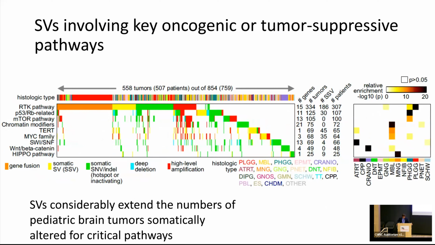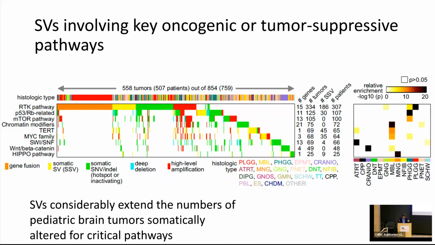And of the 854 tumors we examined, 558 had at least one somatic alteration involving one of these pathways. And when we do the cataloging, we first look for a small mutation in green, and then we look for copy number alterations and then gene fusions. And the last thing we look at in this plot is SV altered expression, and that's the yellow portion of this plot. And the yellow portion here would considerably extend the numbers of pediatric brain tumors somatically altered for critical pathways. And this is an important point to keep in mind.